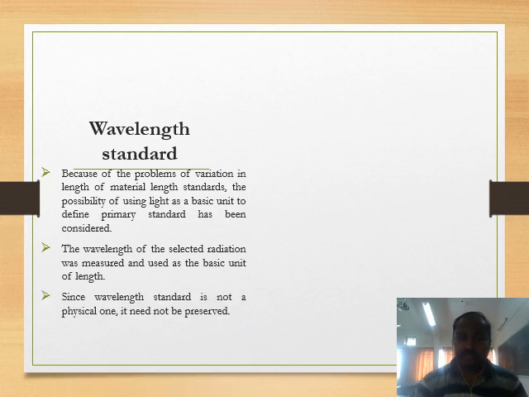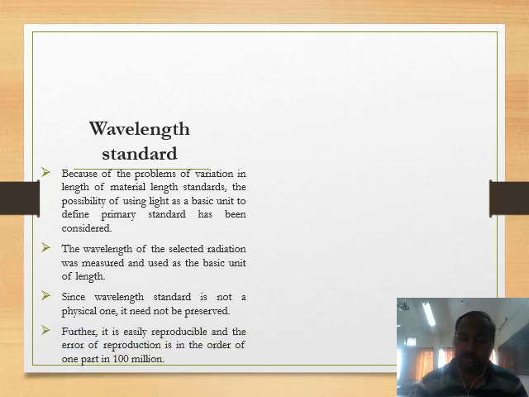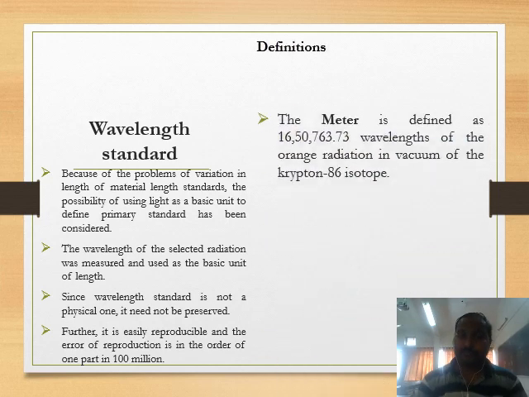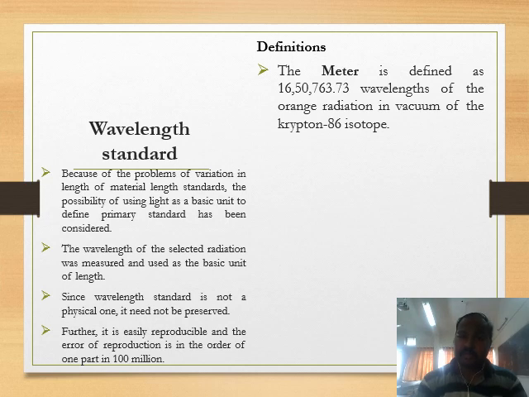Since the wavelength standard is not a physical one, it need not be preserved. It can be taken anywhere, and it is not going to degrade over time. Further, it is easily reproducible, and the error of reproduction is in the order of 1 part in 100 million, which is a very high accuracy. And here the meter is defined as the distance between two engraved lines equal to 1000 mm.